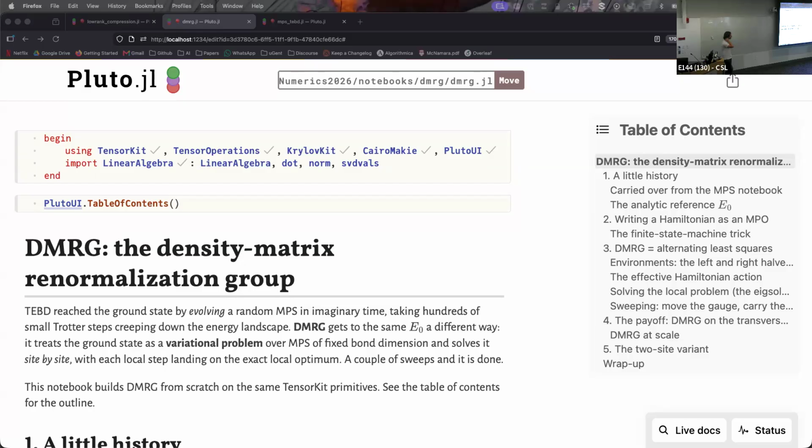So there are two ways we can deal with 2D systems, like you said. One is snaking around and one is using PEPS. And both have their pros and cons. Is there a comparison between these two? So, dealing with 2D systems?